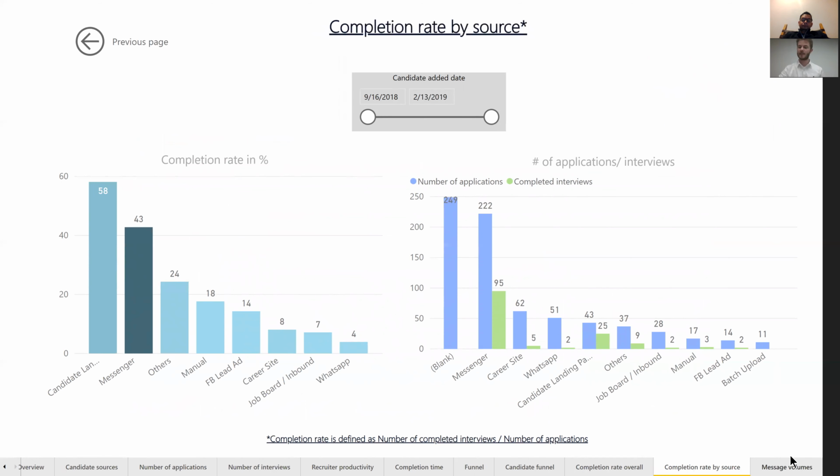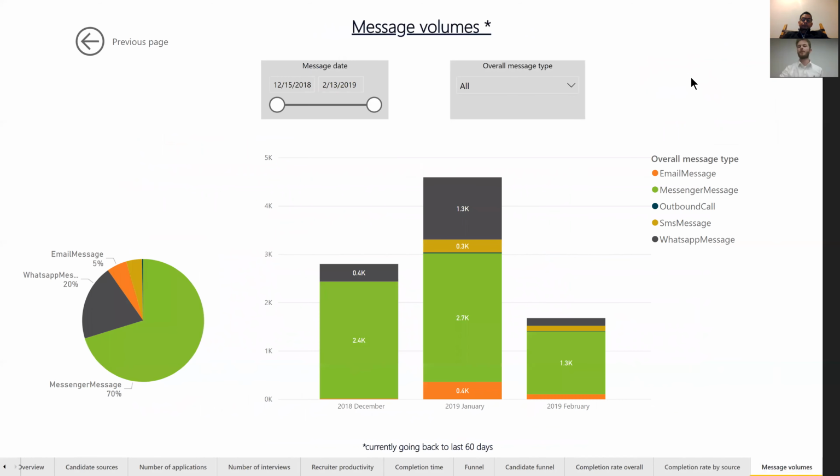And last but not least, the message volumes. This page is talking about how many messages do we have inbound and outbound for a certain channel, essentially. So how many emails do we have coming in or out? How many Facebook Messenger messages do we have? How many WhatsApp messages if that is activated? So this is what you can see on a timeline here, also in a pie chart to give you an overview about which channels are most active.